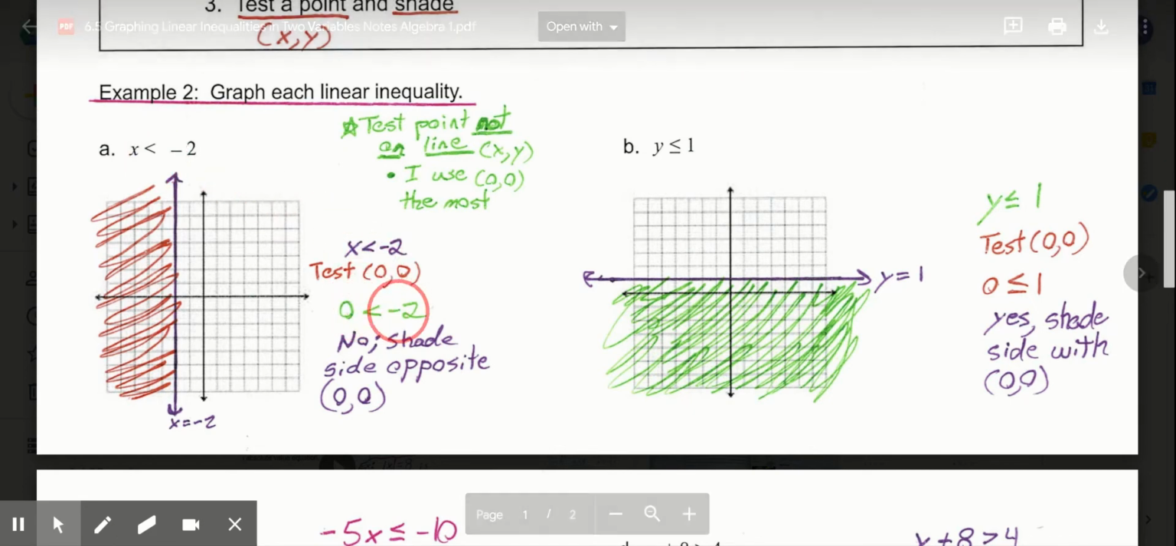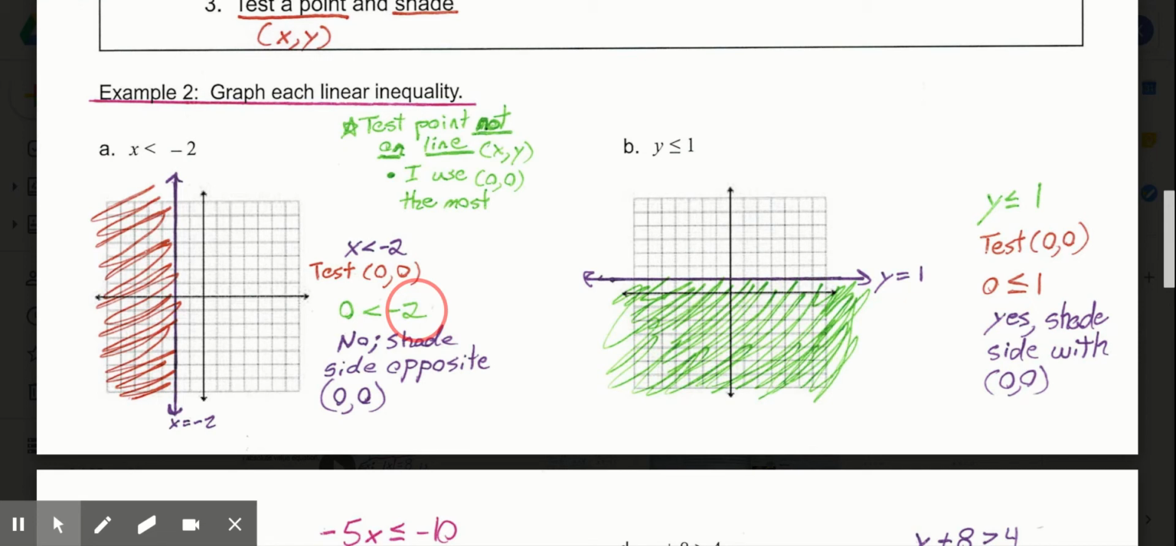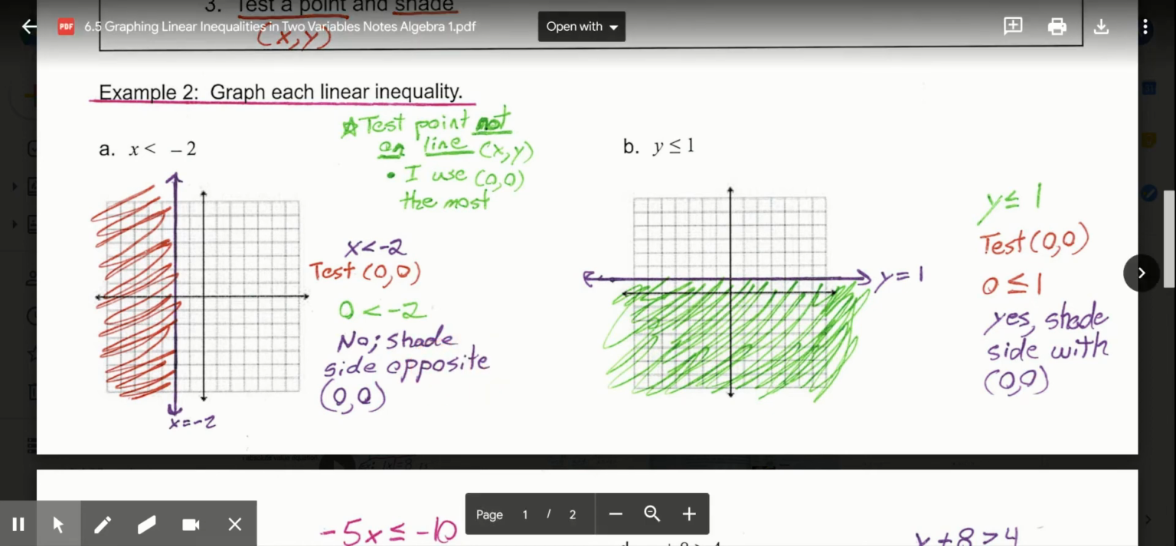Is 0 less than negative 2? No, it is not. So in that case, 0, 0 would not be an answer. That tells me to shade the side opposite of 0, 0. So we're not going to shade toward 0, 0. We would shade the side opposite.